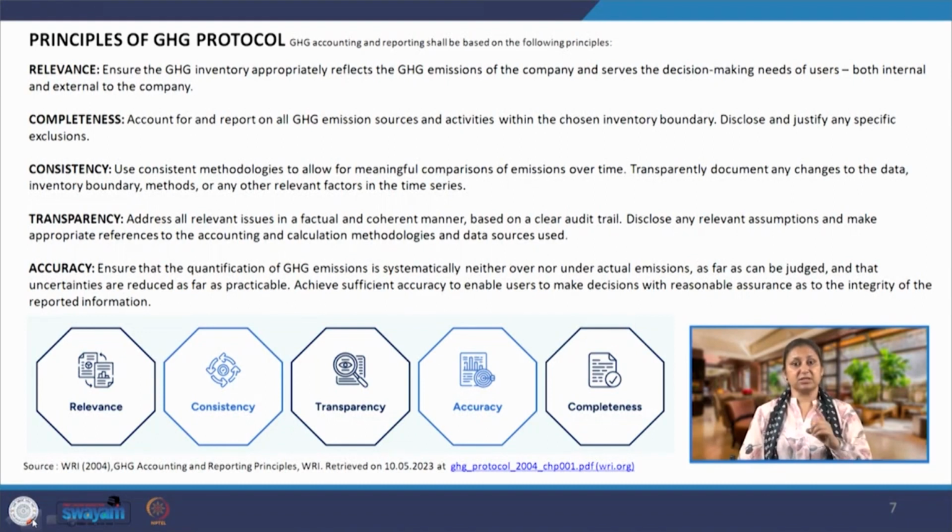There will be differences in terms of geography, in terms of context, but in general similar inventories should use similar methodologies, is what we are talking about here. And then we have to transparently document any changes to the data, inventory boundary, methods or any other relevant factor in the time series. So, we are using the same methodology, but if there are any changes in the inventory itself, then we have to transparently document those changes, whether they result in higher emissions or lower emissions. They have to be transparently documented and reported.